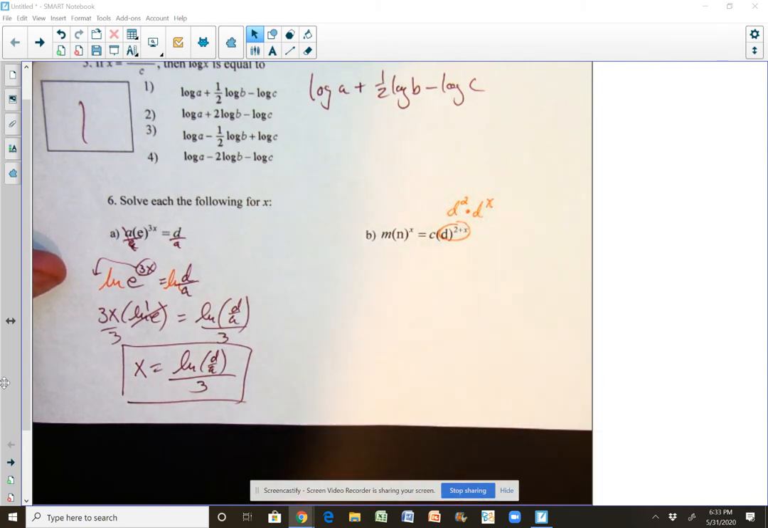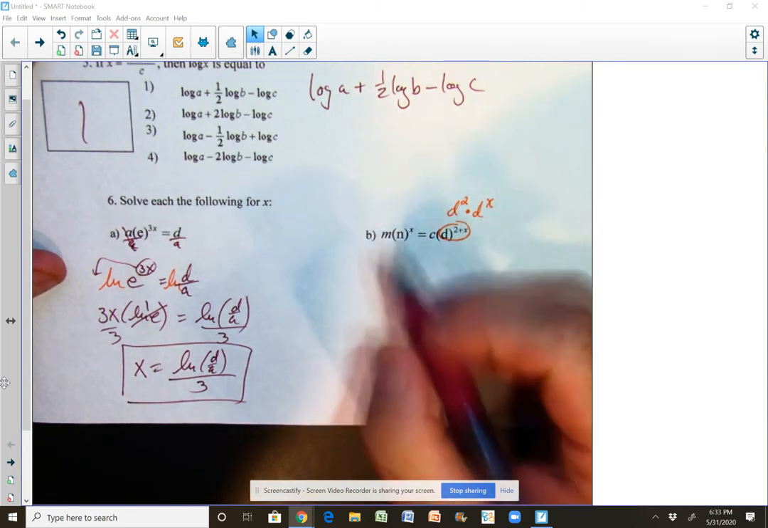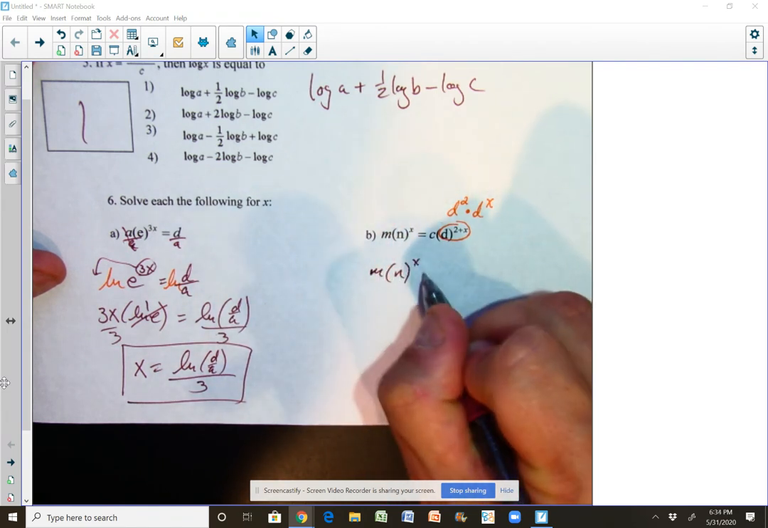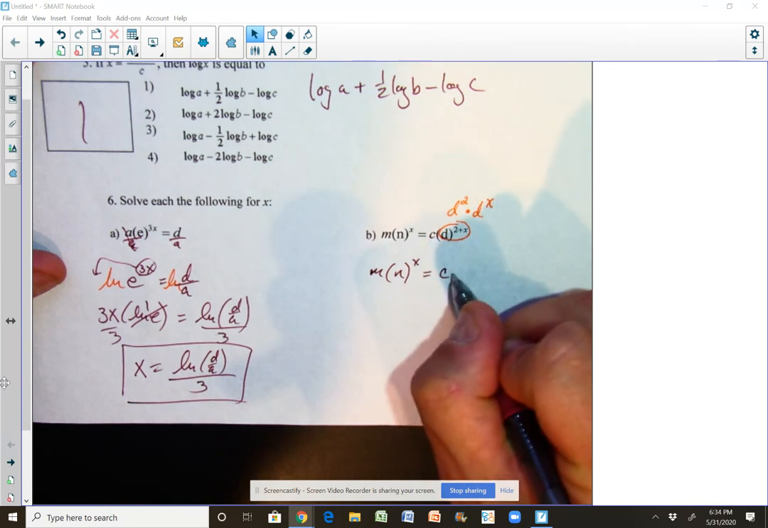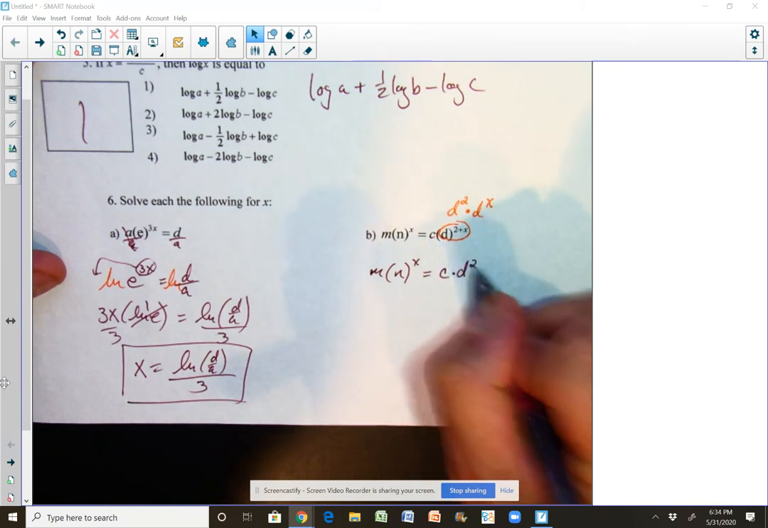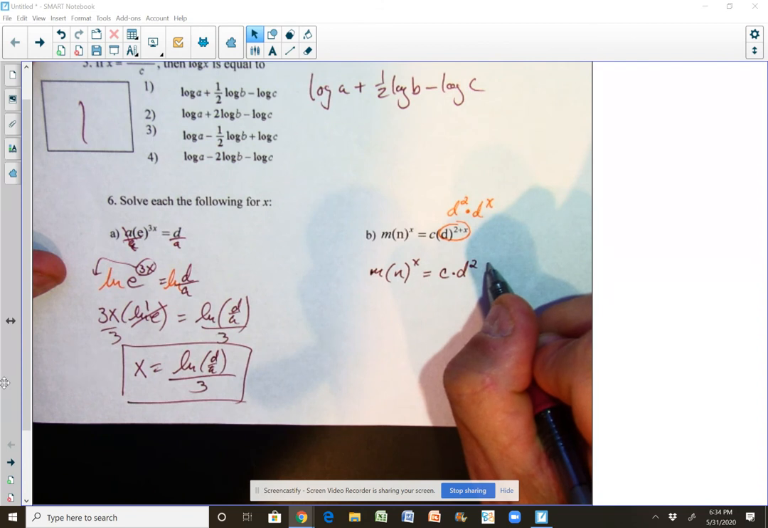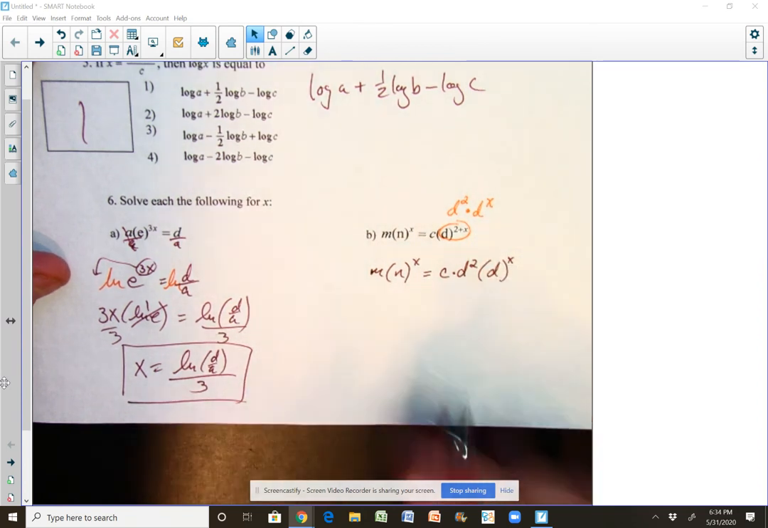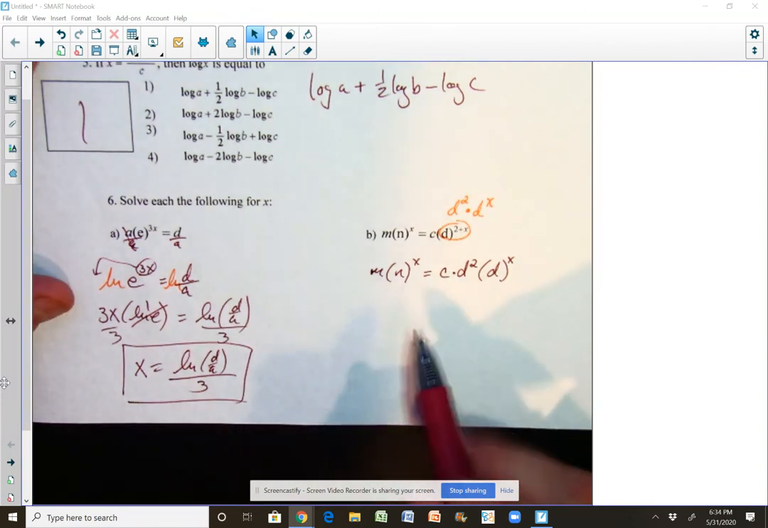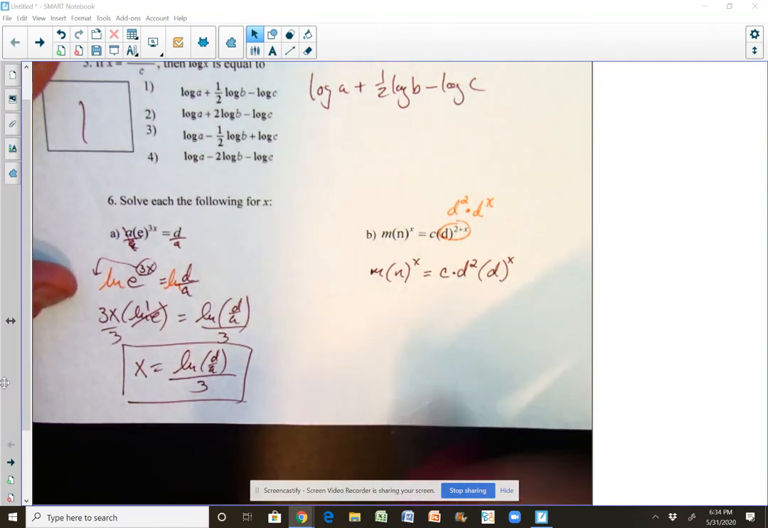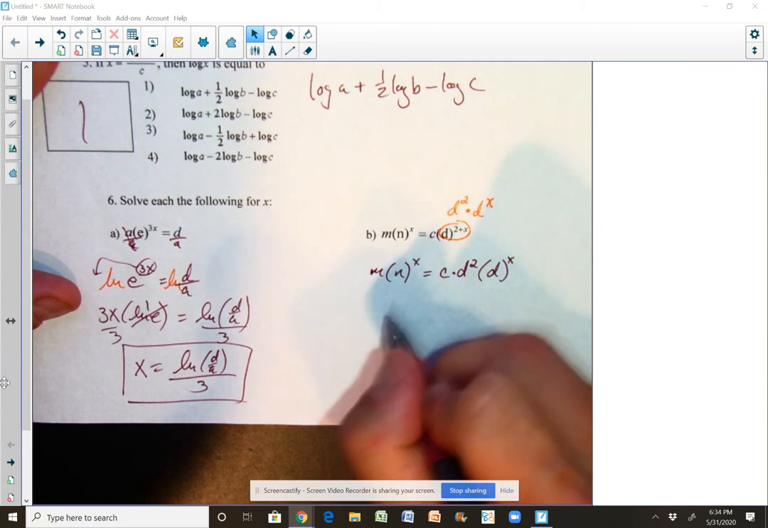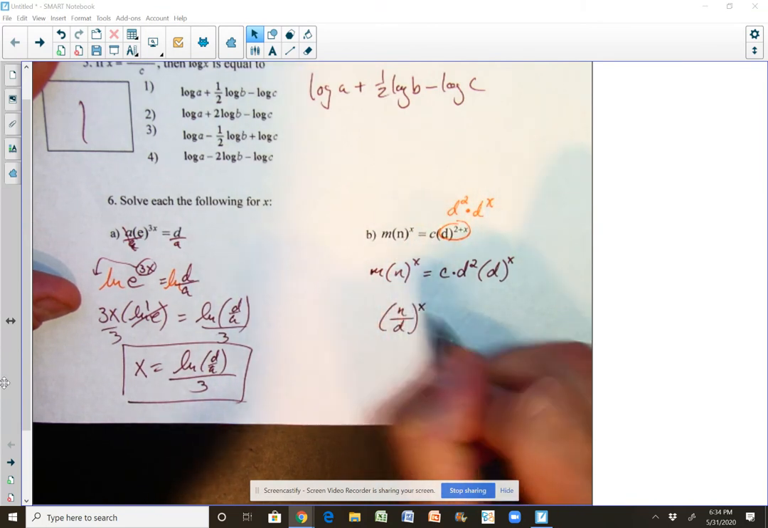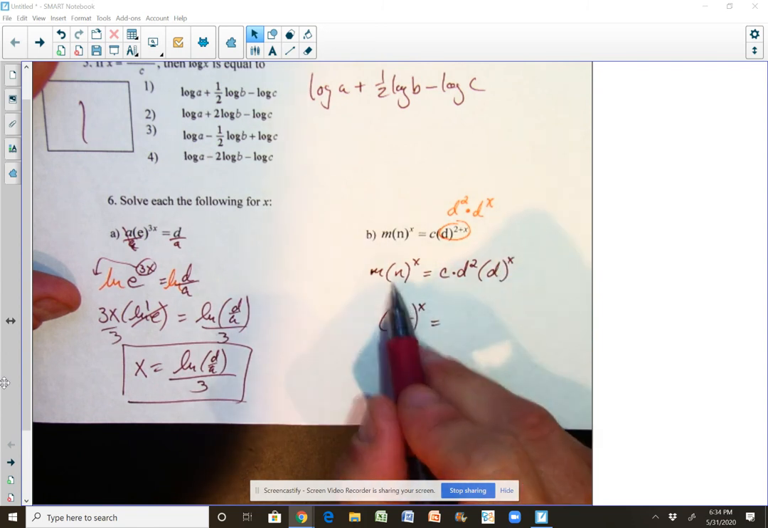So I'm going to rewrite this expression, and I'm going to write it as m times n to the x is equal to c times d squared. Those are all constants, and then times d to the x. There's the exponential part. So now you're going to make a decision. You want to bring the constants to one side and the bases to the other side. I'm going to divide the d to the x over. So I'm going to get n over d to the x. That's dividing this term to that.